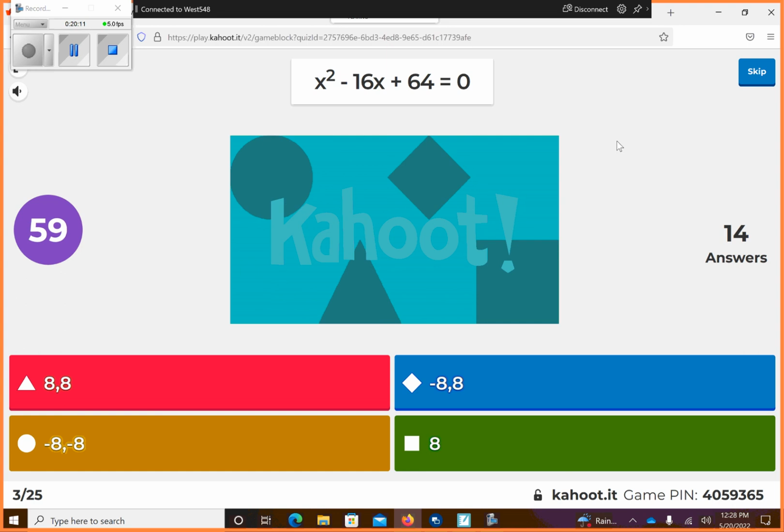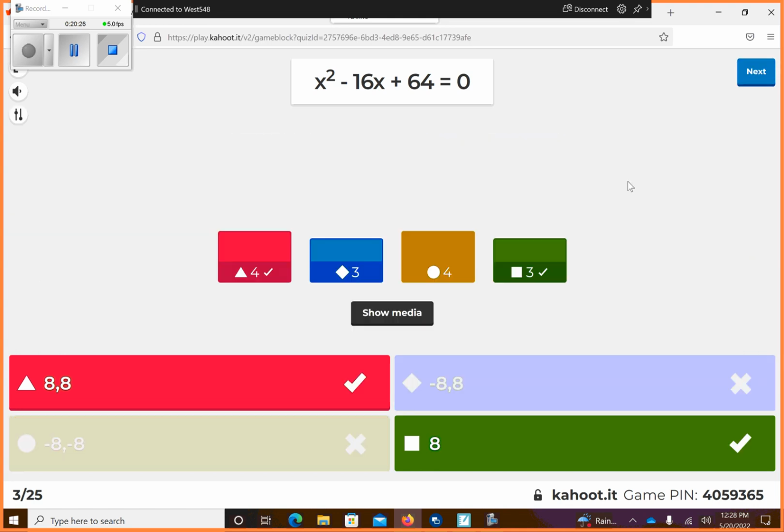Wait, it has to add to negative 16, right? Yeah, so -8, -8. X minus 8, x minus 8. Oh, which would be 8 there. Ready? Done. How'd you get it wrong?